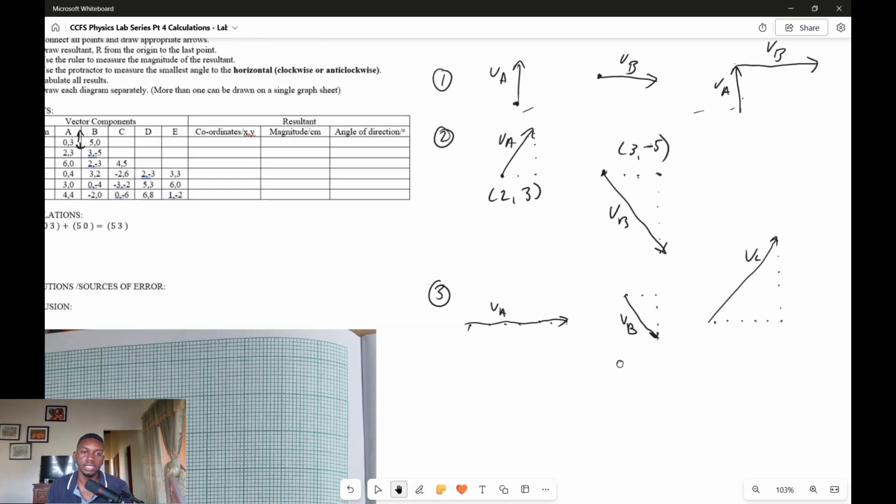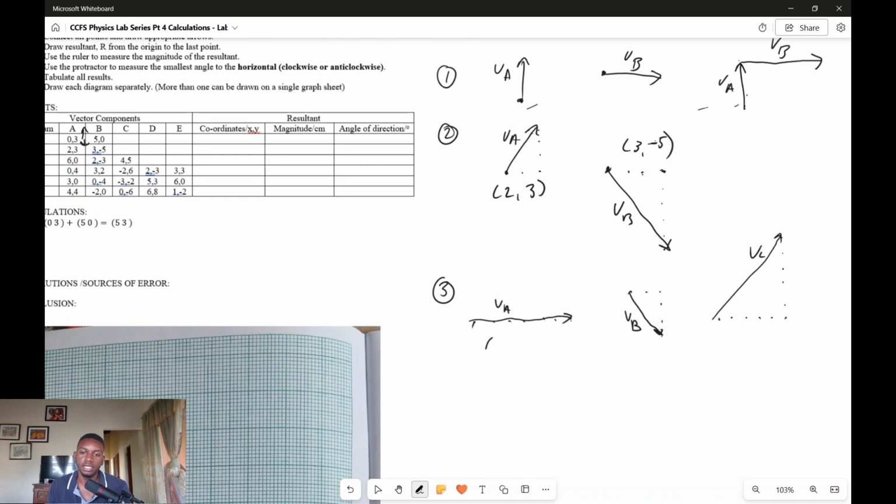Let me just take these numbers. So you have your 6, 0. You have our 2, minus 3. And you have your 4, 5. So let's see if we could redraw these.